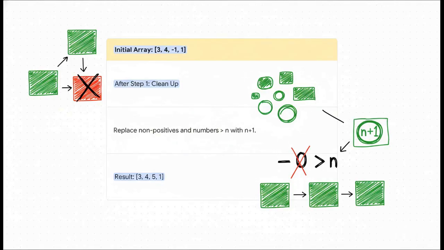All right, step 1, the cleanup. Look, we only care about positive numbers that could actually fit in our array, right? So numbers from 1 up to n, the length of the array. Anything else, negatives, zeros, or huge numbers, is just noise. So we just walk through and replace all that junk with a safe number, something like n plus 1. Since n here is 4, that -1 just becomes a 5. It's out of range, so we can ignore it.